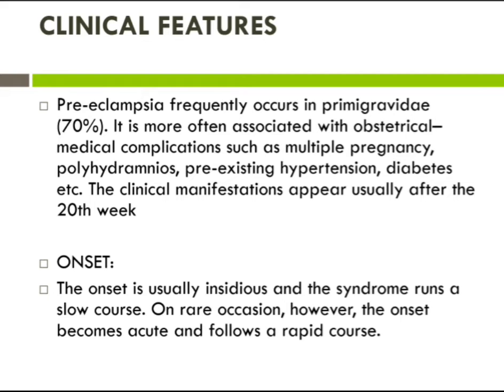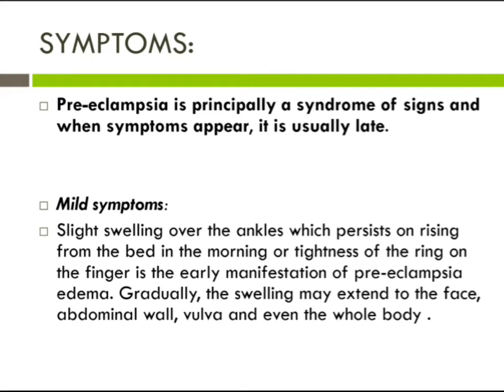Onset. The onset is usually insidious and the syndrome runs a slow course. On rare occasions, however, the onset becomes acute and follows a rapid course. Preeclampsia is principally a syndrome of signs, and when symptoms appear, it is usually late.